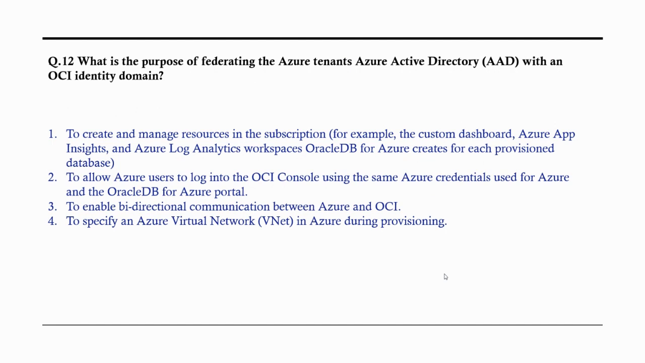Question 12. What is the purpose of federating the Azure tenant in Azure Active Directory with an OCI identity domain? The correct answer is answer 2. With this, you allow Azure users to log in to the OCI console using the same Azure credentials used for Azure and the Oracle DB for Azure portal.